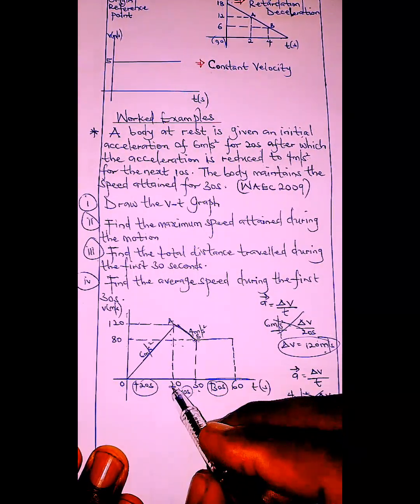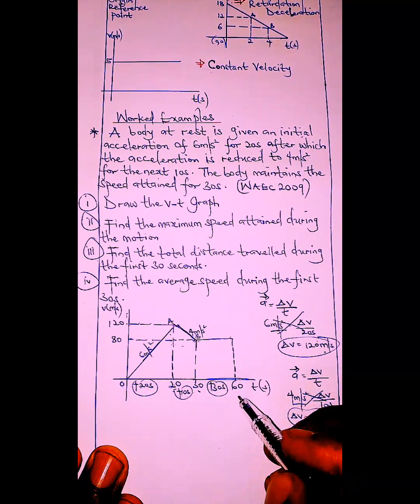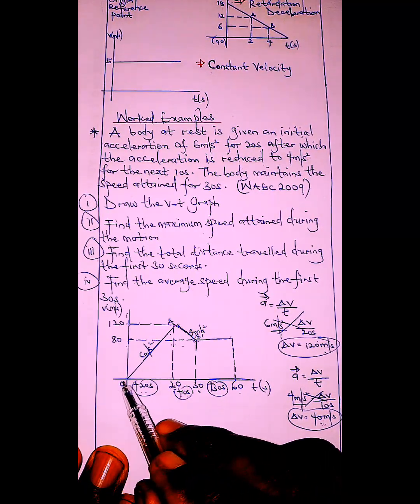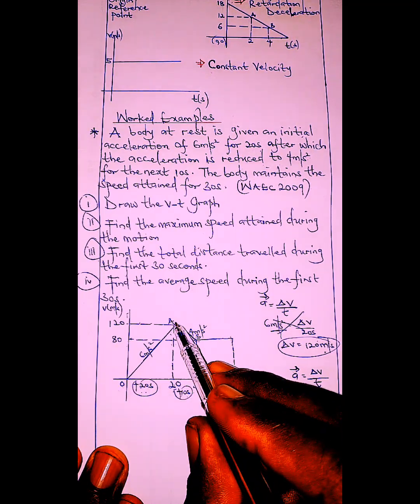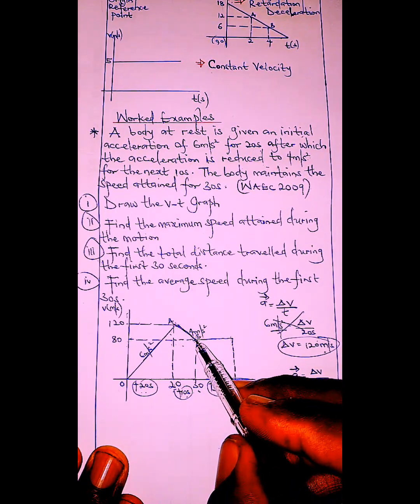So at point A, we have 20 seconds. At point B, we have 30. At point C, we have 60. Don't forget, it took this body 20 seconds to move from 0 meter per second to 120 meter per second. So it took this body another 10 seconds to move from point A to point B, attaining 80 meter per second speed.